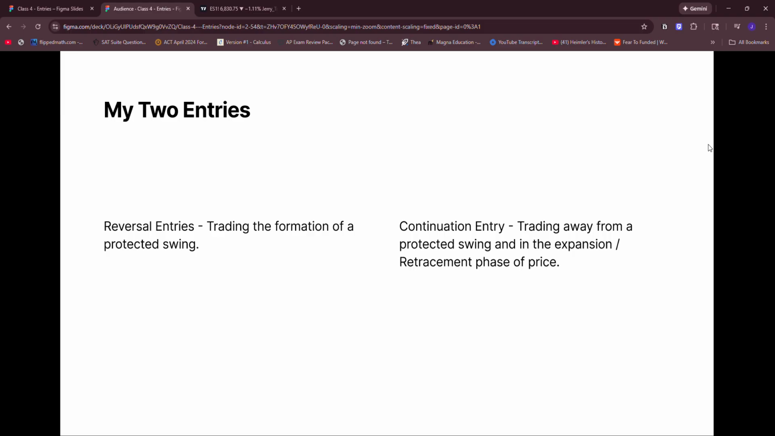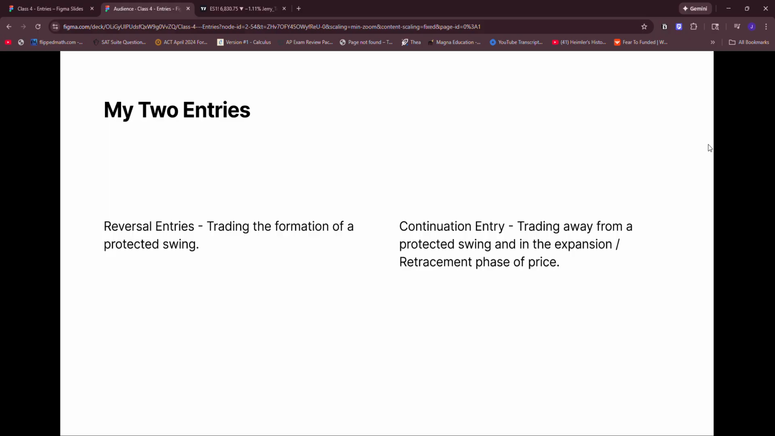Because a protected swing is a purge into a key level and then a change in state of delivery, which is a reversal. You're tapping into a level where you expect smart money is willing to buy, and when they buy, it creates that reversal. And then continuation is understanding the phases of price. The 4 phases of price are continuation, reversal, expansion, and consolidation.